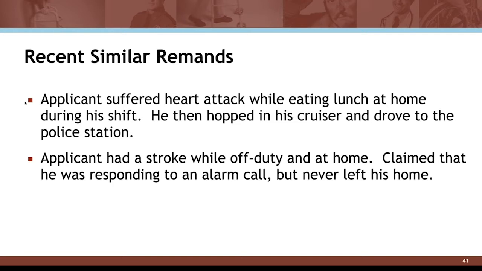The second bullet point here concerned an applicant who had a stroke while off duty and at home. He claimed that he was in the process of responding to an alarm call, but he had never left his home. He was found not eligible because he was at home and off duty. His claim that he was in the process of responding to an alarm call did not matter, again, because he was coming from his home where he did not have a work obligation.